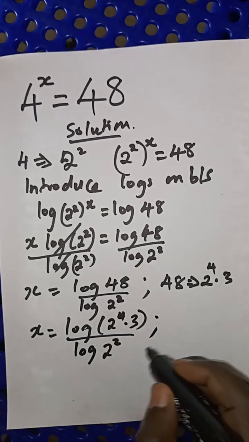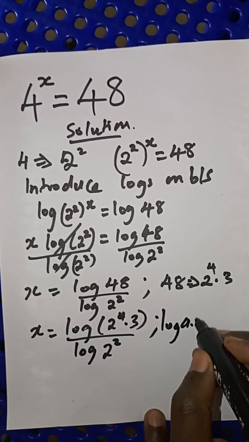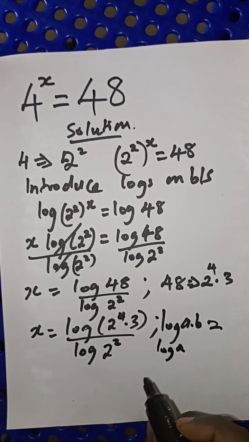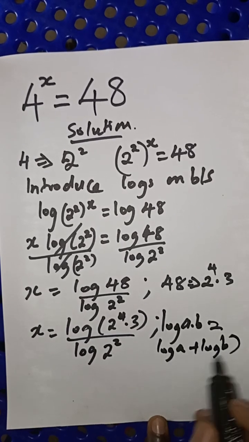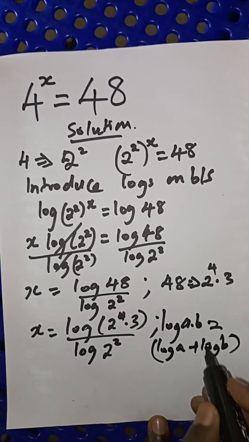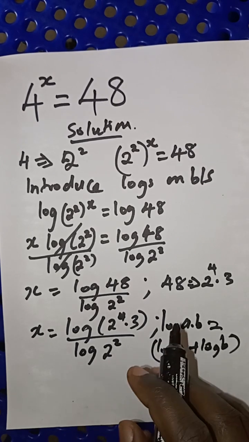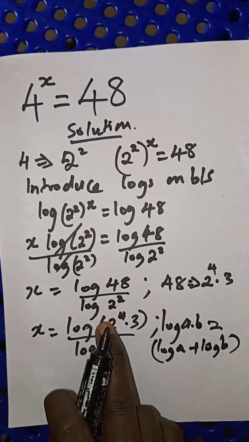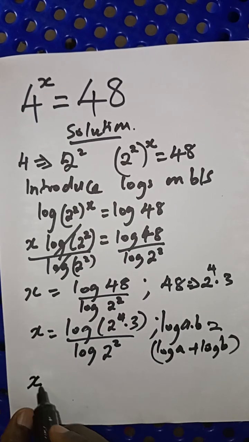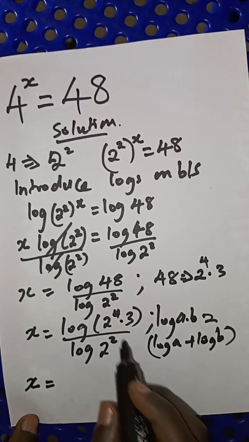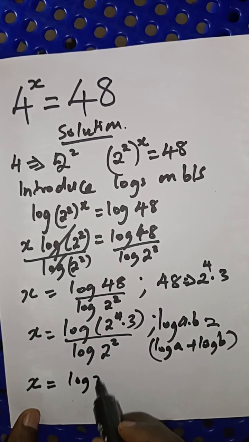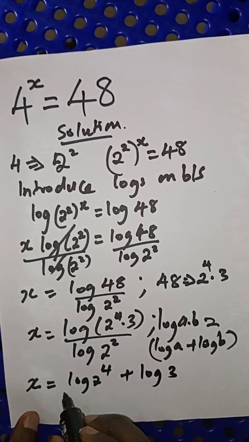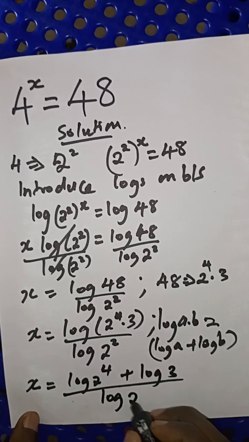Next step, you're going to recall again that wherever you have the log of a multiplied by b, this can be expanded as the log of a plus the log of b. We're just taking you through basic laws of indices or logarithms. So applying this law here, I'm going to end up with x is equal to the log of 2 power 4 plus the log of 3. And then I'm going to divide all through by the log of 2 power 2.